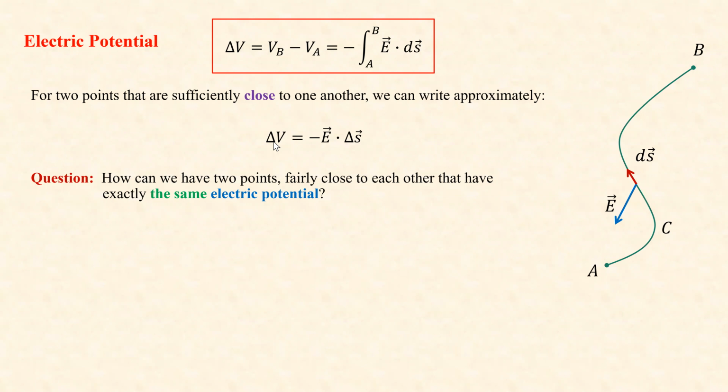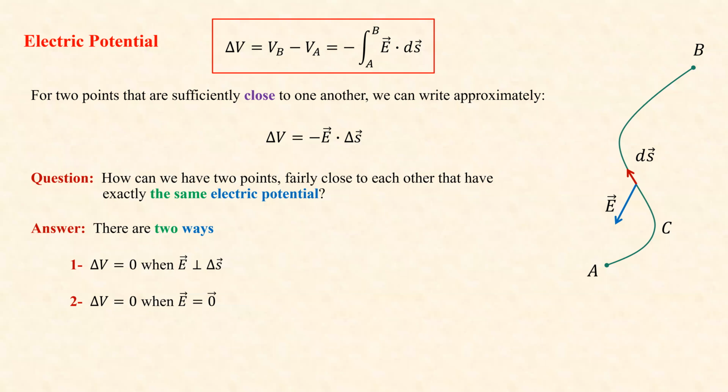The same as in gravity. If there is a gravity of the Earth, which is directly downward, if you go from one point to the other horizontally, there's no change of gravitational potential energy or gravitational potential. So there are two answers to this question. There are two ways that the electric potential can be 0. One is delta V is 0 when E is perpendicular to delta S. The other one is delta V is 0 when E is 0. And each one of these cases give you very important messages.